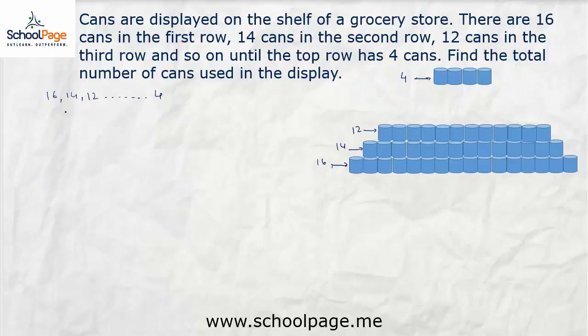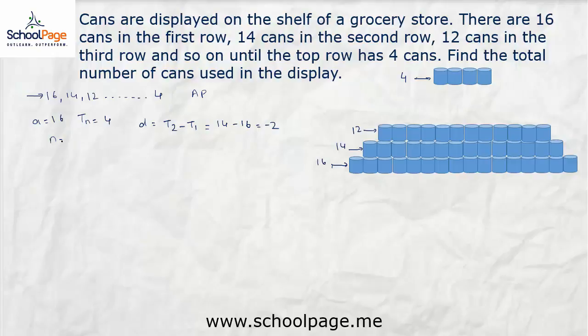Now let us first see if this list of numbers is in arithmetic progression. For this we find d is equal to t2 minus t1, which is equal to 14 minus 16 equal to minus 2. Let us look at the list of numbers. The common difference between the terms is minus 2. Hence, this list of numbers is in arithmetic progression. Here a equal to 16, tn equal to 4.